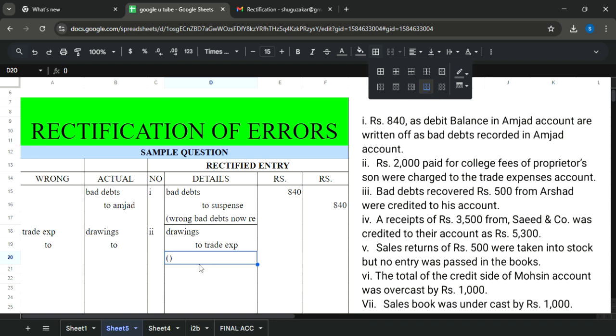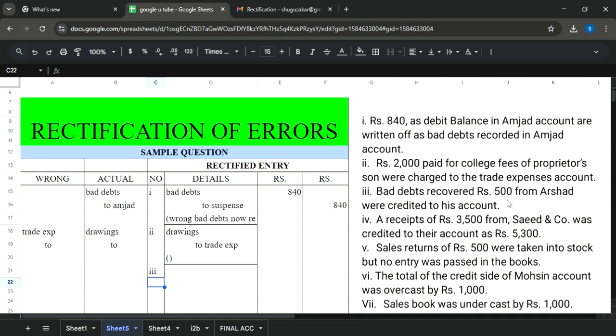Now let's focus on our third entry. Bad debts recovered from Arshad. This is to understand that bad debts mean the amount would not be received. Previously, we have written that it's bad debts. So how is it possible that you are recovering that amount, that it has been received? For that purpose, I will let you know from this entry. We have already entered the name of your debtor as bad debts. Now look here. Here it was Arshad. It was also repeated in the first entry.